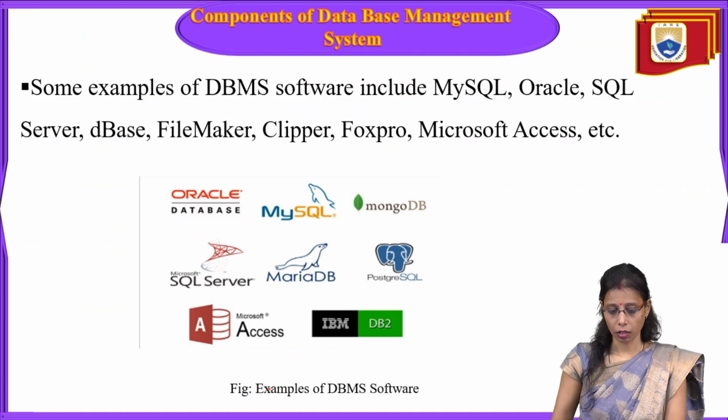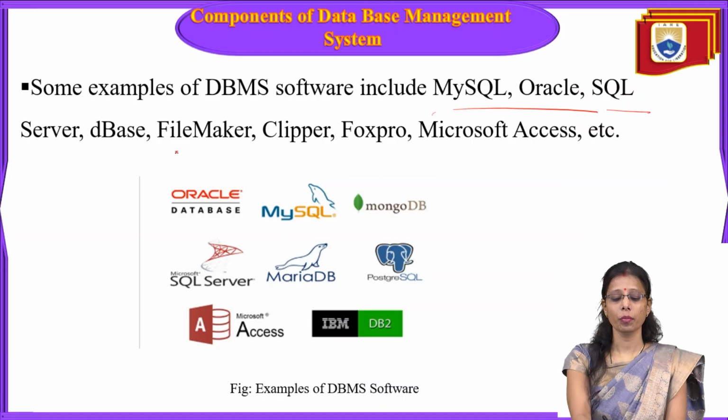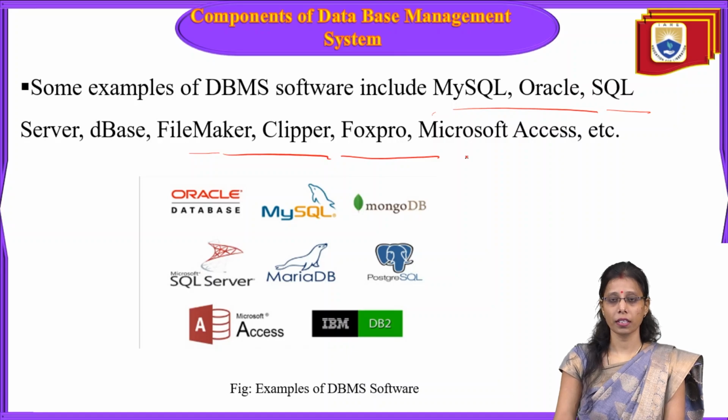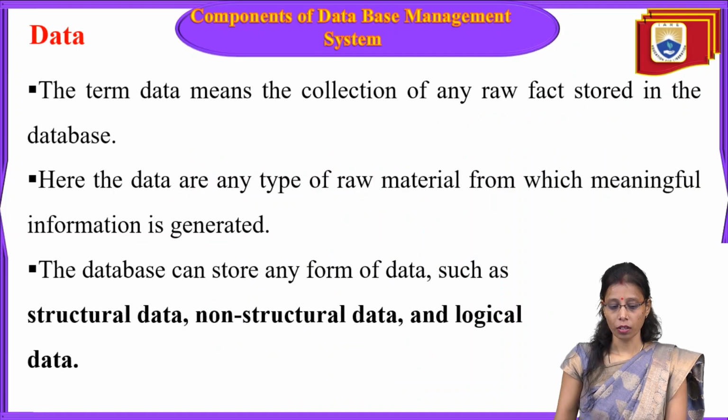Some examples of DBMS software include MySQL, Oracle, SQL Server, dBase, FileMaker, Clipper, FoxPro, Microsoft Access, etc. So these are the different software we can see: Oracle, MySQL, MongoDB, SQL Server, MariaDB, Microsoft Access, IBM. These are all different software used in the database management system for working along with the data. Now what is the most important part again here? It is data.